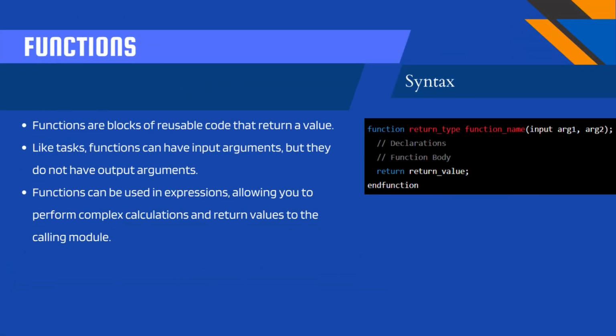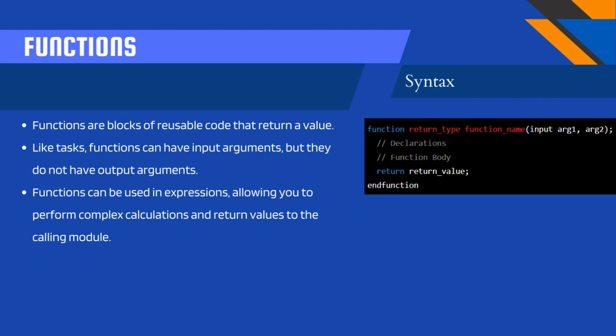In SystemVerilog, a function can contain declarations of range, returned type, parameters, input arguments, registers, and events. A function without a range or return type declaration returns a 1-bit value. What are functions? Functions are blocks of reusable code that return a value. Like tasks, functions can have input arguments, but they do not have output arguments. Functions can be used in expressions, allowing you to perform complex calculations and return values to the calling module.